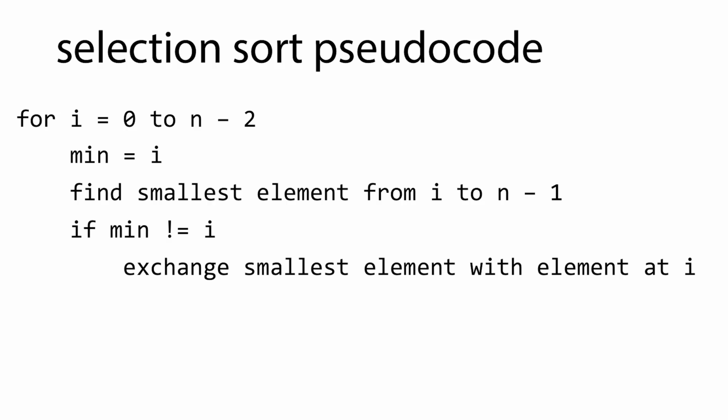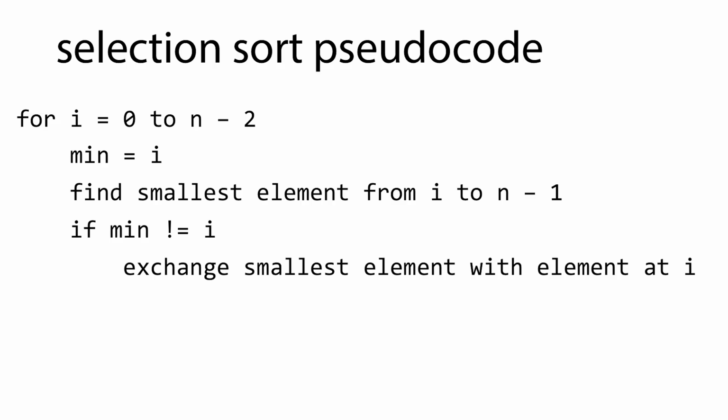Now that we've gone through an example, let's look at what the pseudocode looks like. So for I equals 0 to n minus 2, that is from the very first element all the way to the penultimate one. That is not the last one, but the one right before that. We want to find the smallest element from I to n minus 1. From there, I exchange the smallest element with the element that I had at I.